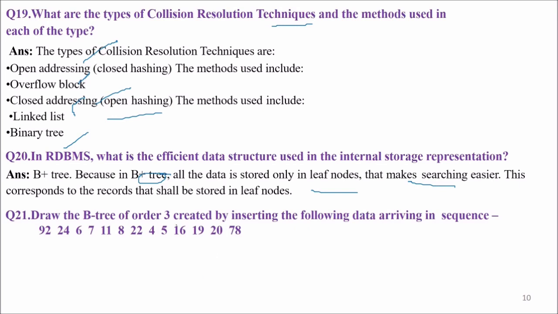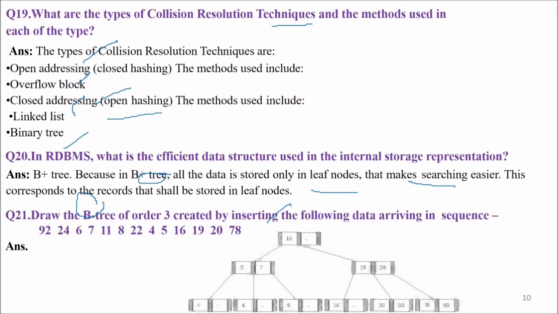Next is: draw the B tree of order 3, created by inserting the following data arriving in sequence. So please try how you can draw the B tree. And this is the B tree actually. You have to first start with, in a B tree the important aspect is, all the members here will be less than 11 and all the members here will be greater than 11. And there is always some splitting going on. So this is the actual version. We have a B tree with this sequence. Okay, so I hope you will do it by yourself.